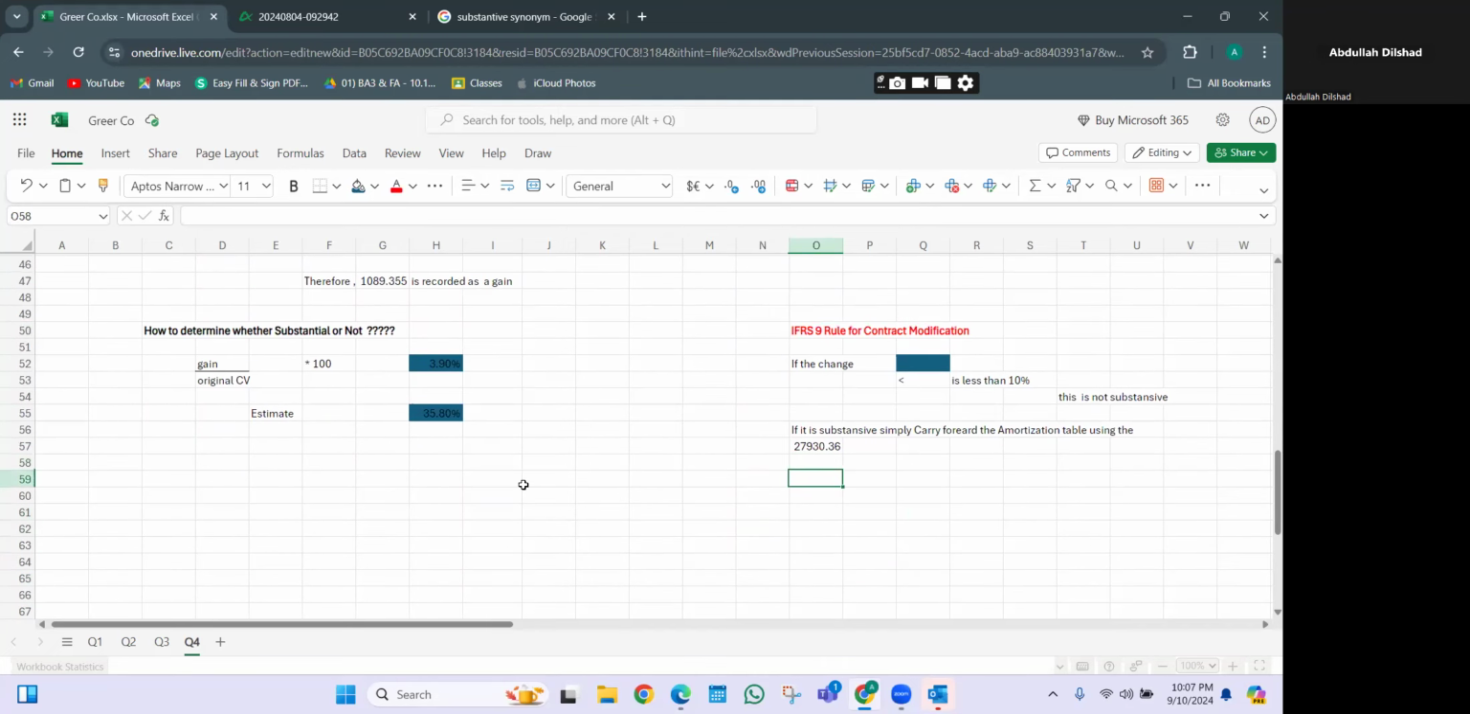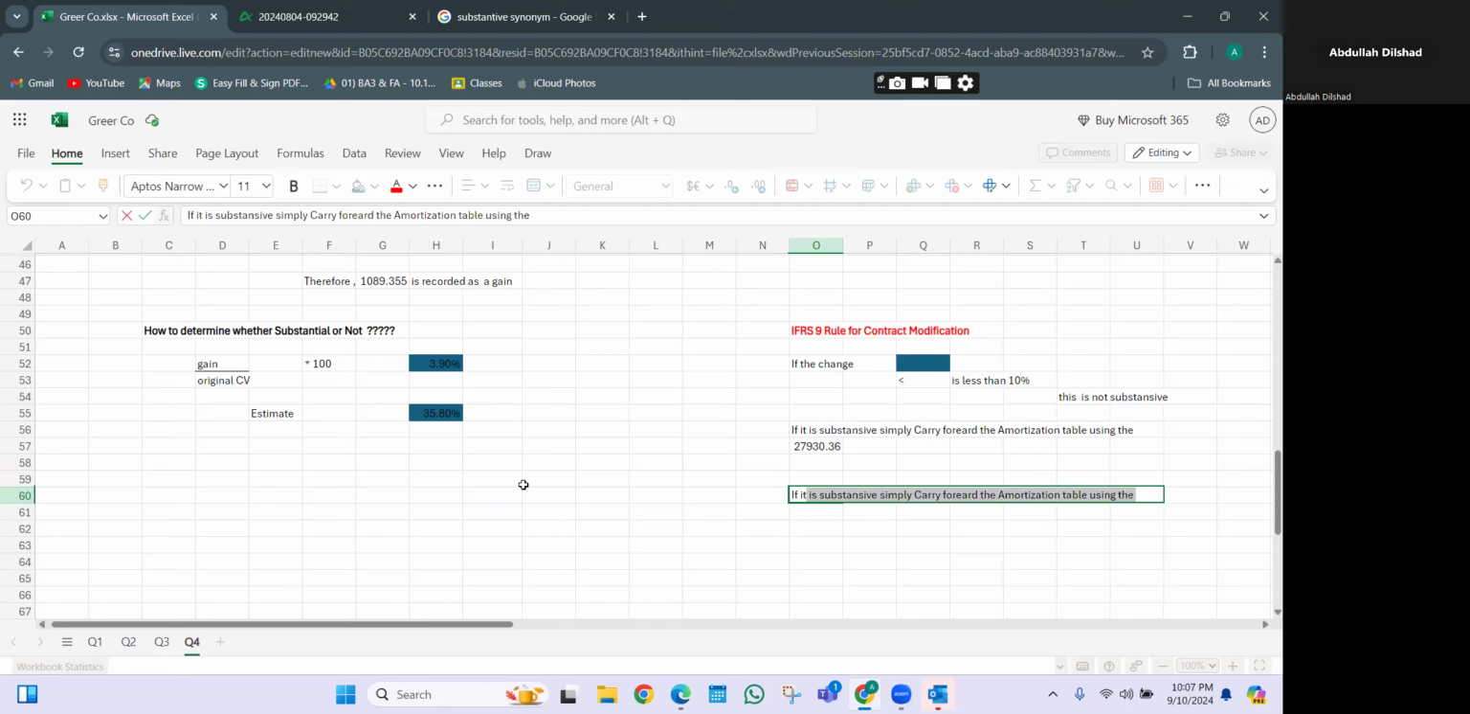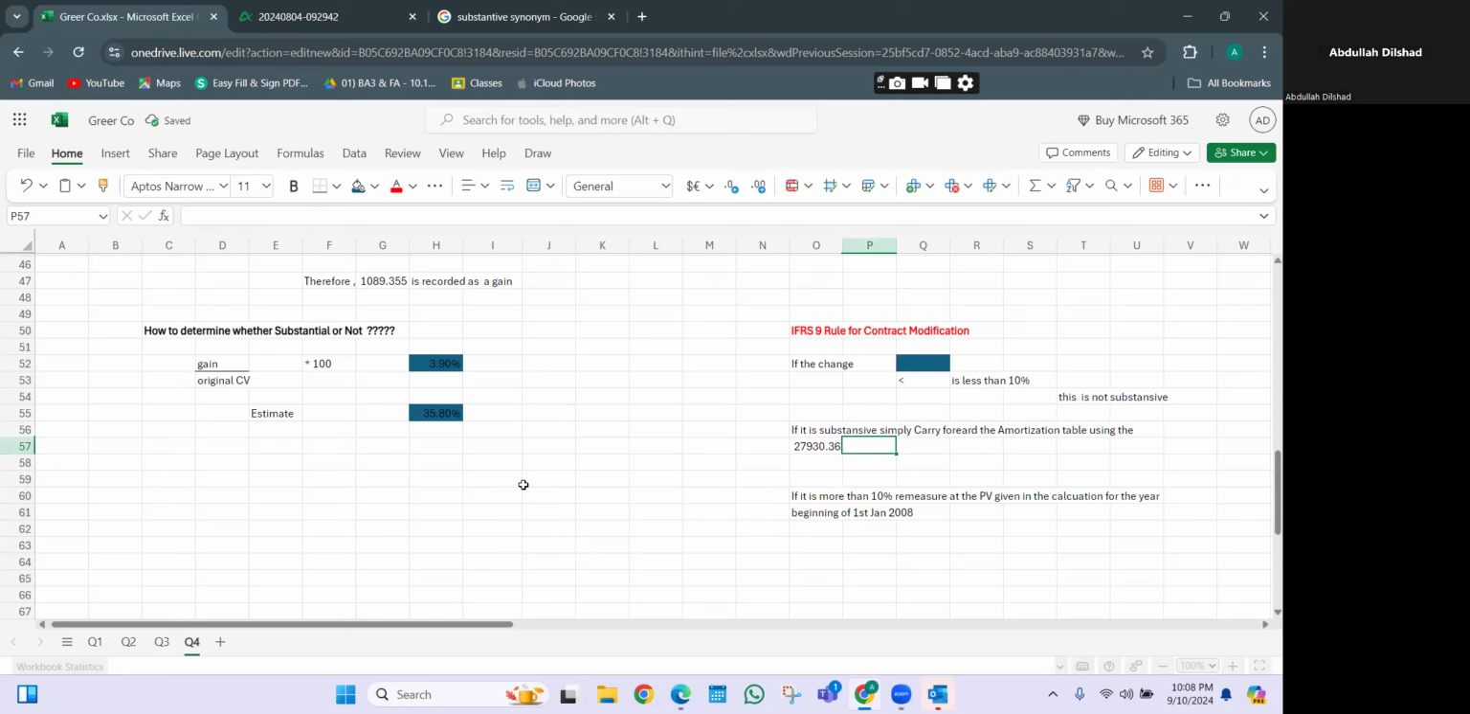So I don't want you to have confusions. If it is more than 10%, what do you need to do? Remeasure, remeasure at the present value given in the calculation for the year beginning, 1st Jan 2008. This is all you need to know, right?